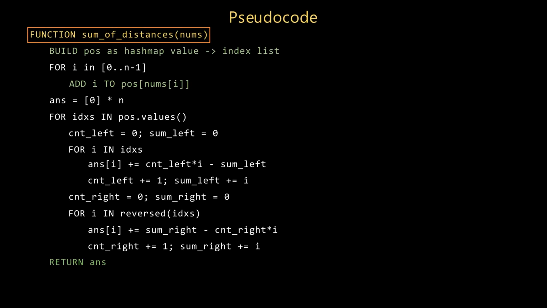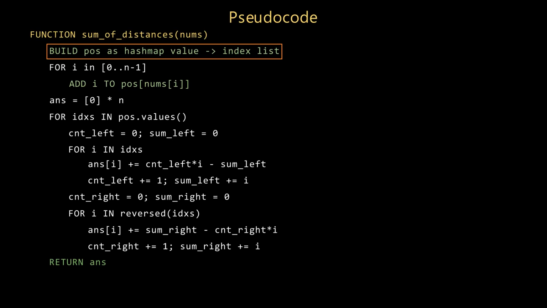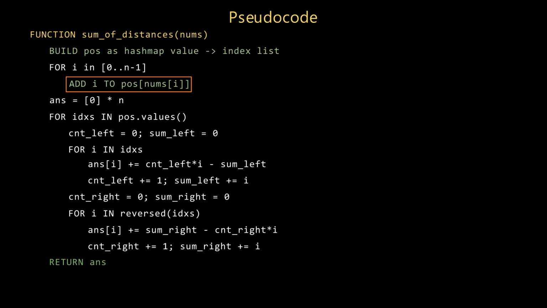Define the function that returns the distance sum array. Build a hash map from each value to its sorted list of indices. Scan every index in the input once. Append this index into the list for its value. Prepare the answer array with zeros. Now process one value bucket at a time.